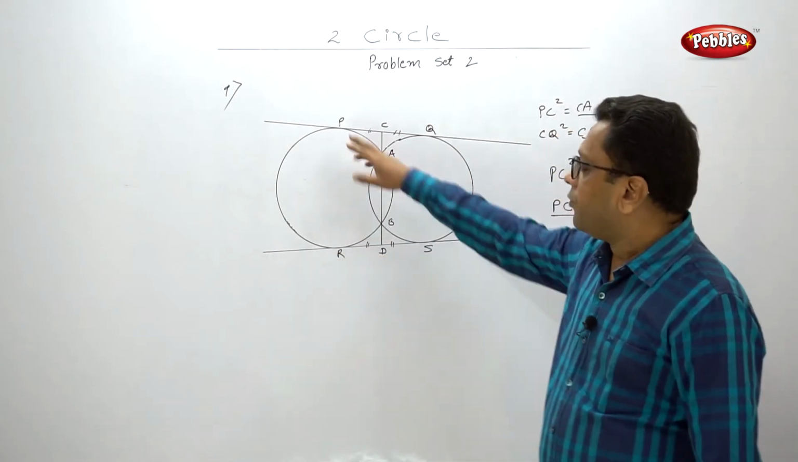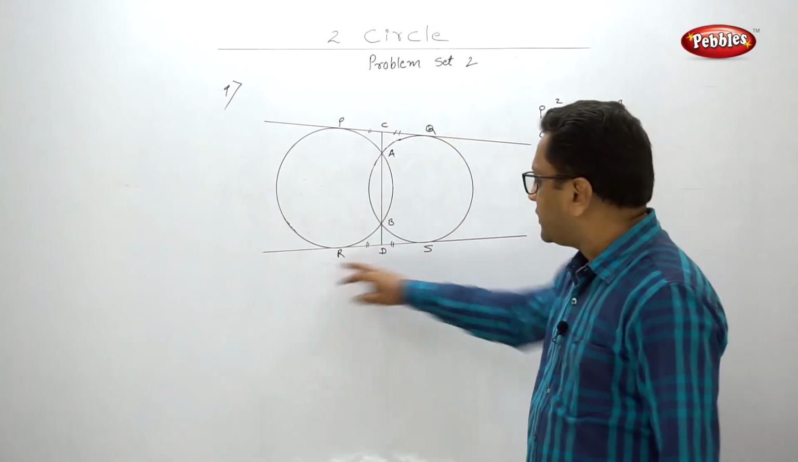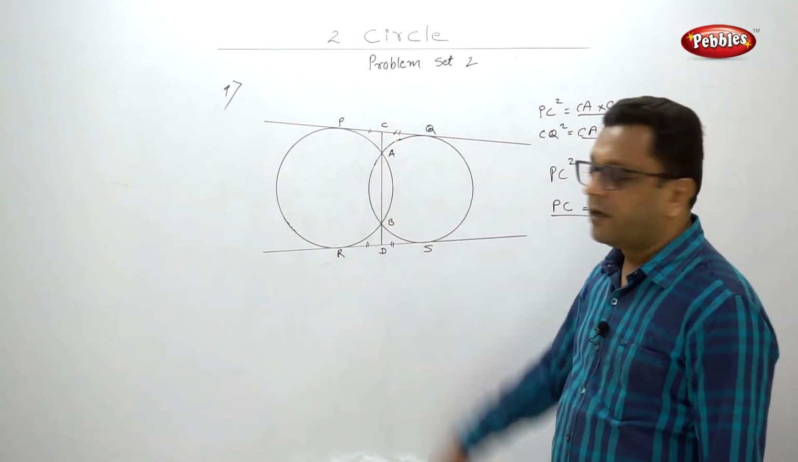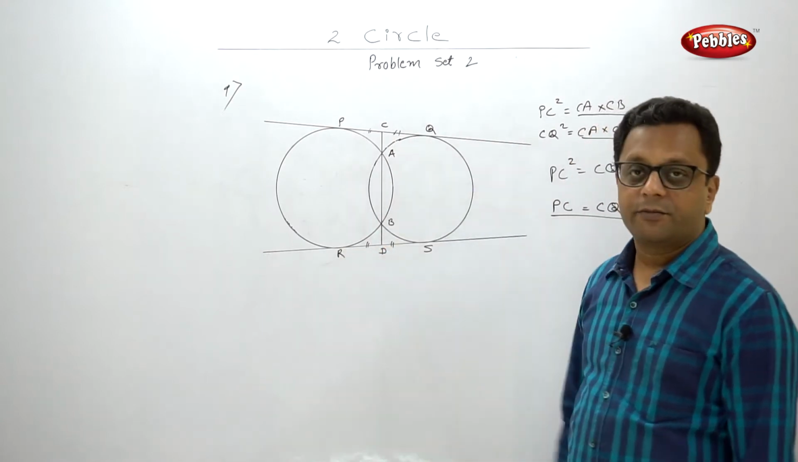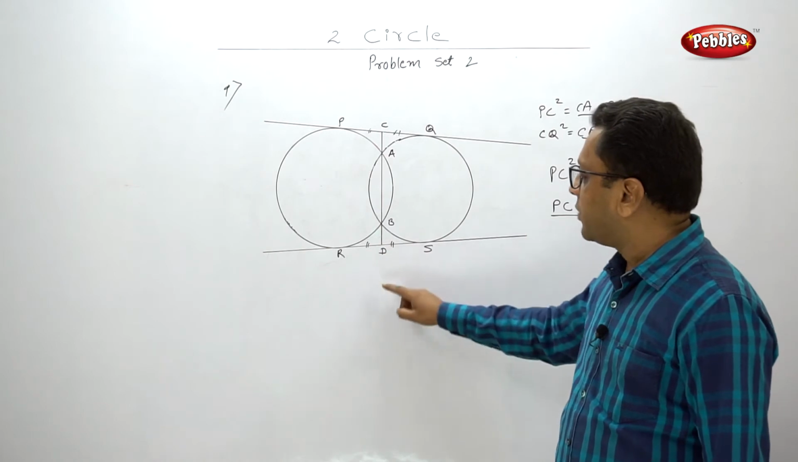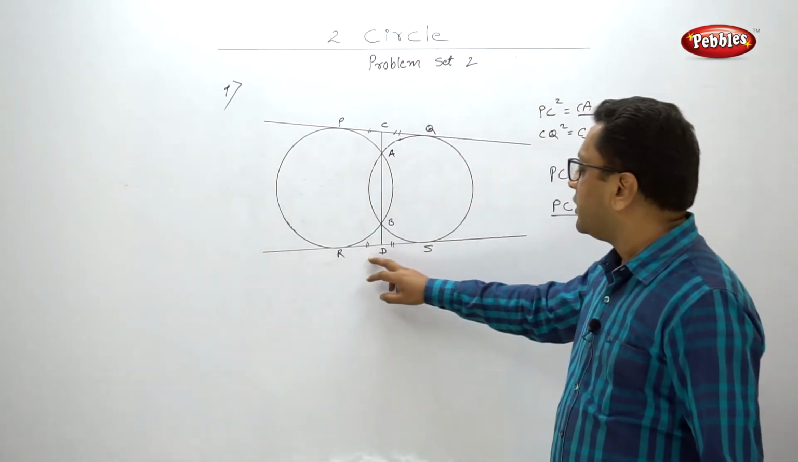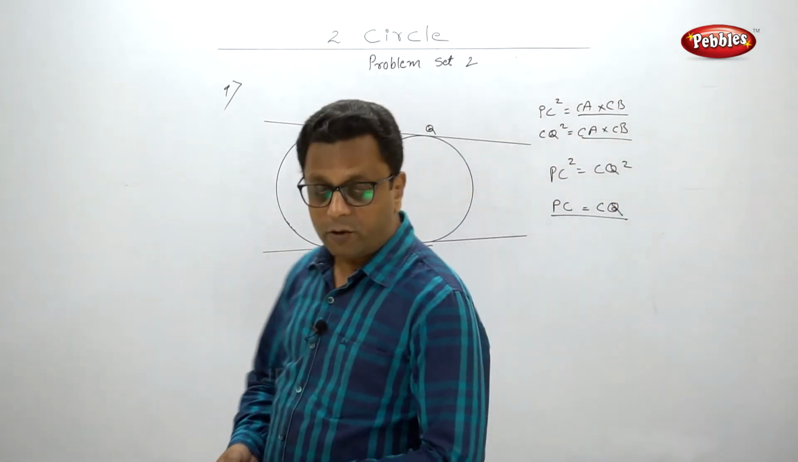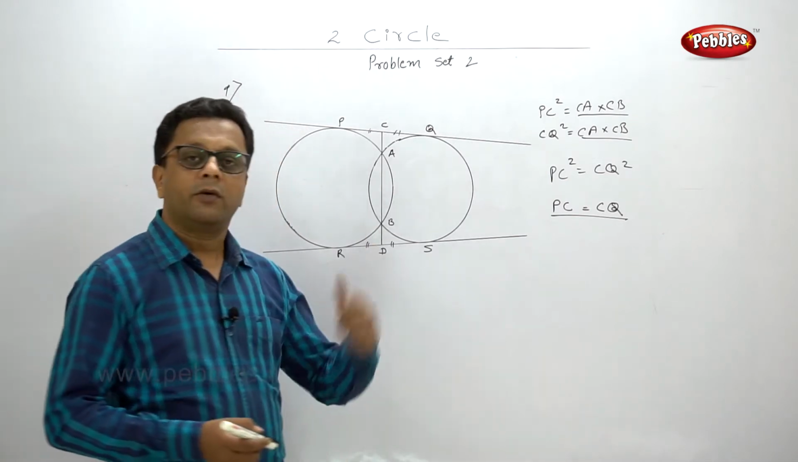Now we have taken PQ as a tangent, now we will take RS as a tangent. Now RS as a tangent and this is the secant which is intersecting in B and A. So RD square is equal to DB into DA. Similarly DS square is equal to DB into DA. And hence RD square is equal to DS square. And by taking square root of both the sides, RD is equal to DS.